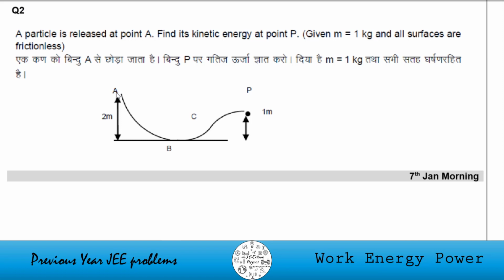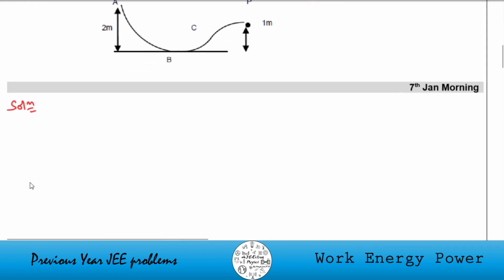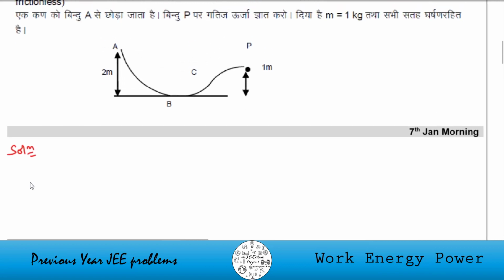See, observe the diagram here. In the diagram, it is given that from A the particle is moving along the curved path as shown in the figure, reaches the point B and again it reaches point P. So therefore, kinetic energy, KE at P, can be written as potential energy at A minus potential energy at P.